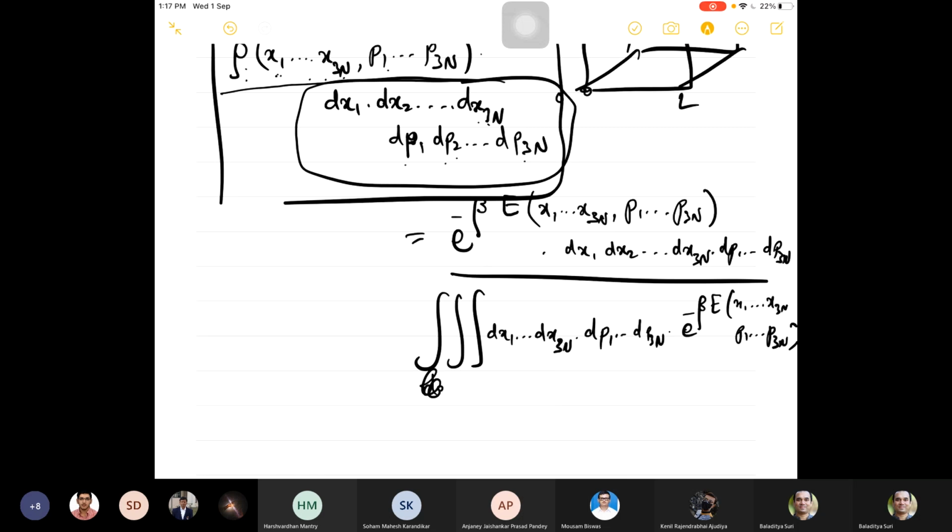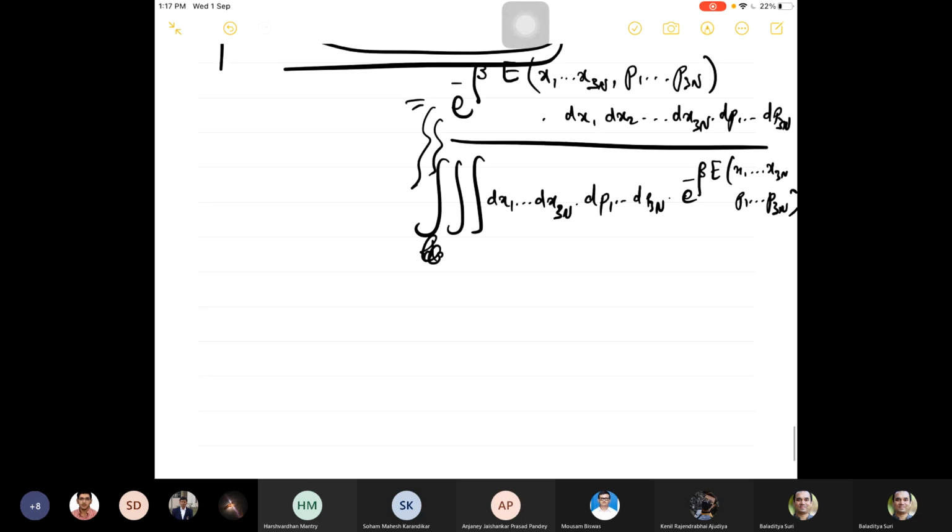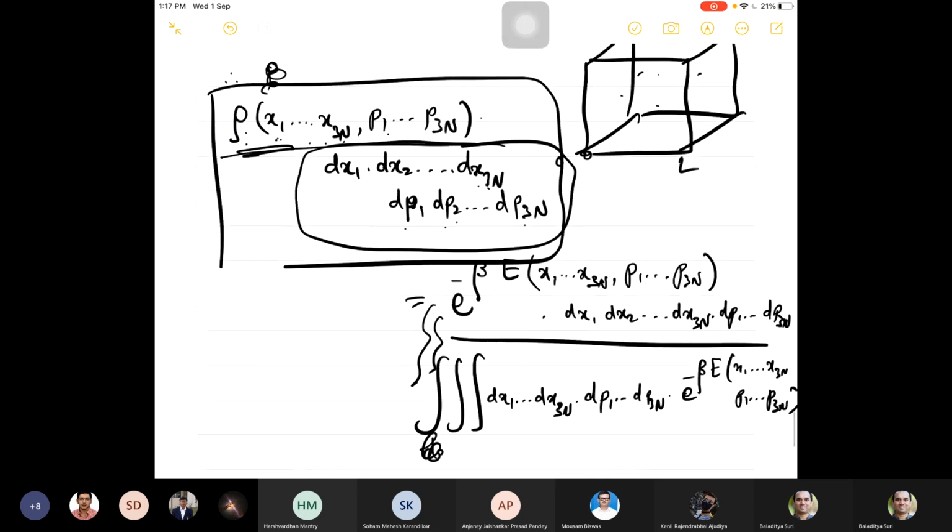So this is the expression which you use to compute the probabilities in reality. Given a system of molecules which form an ideal gas, if you want to compute the probability density or a probability in a finite volume, this is how you do this. Now we will stop here.